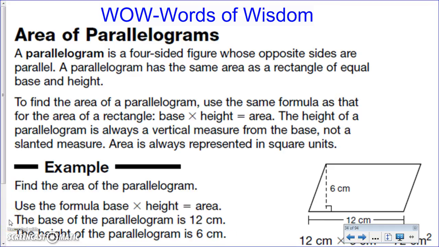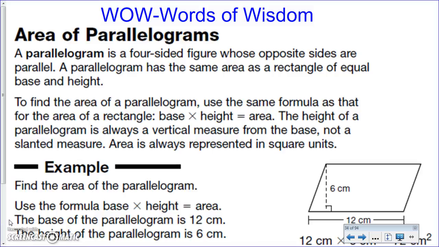Area of parallelograms. A parallelogram is a four-sided figure whose opposite sides are parallel. A parallelogram has the same area as a rectangle of equal base and height. To find the area of a parallelogram, use the same formula as that for the area of a rectangle. Base times height equals area.